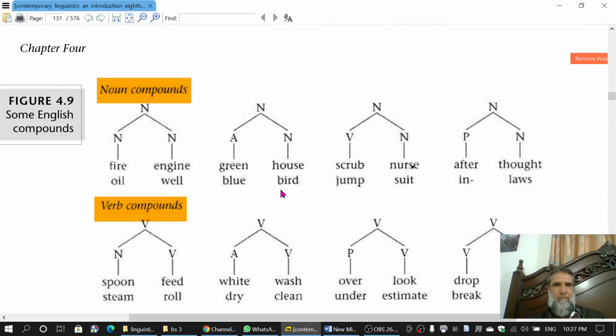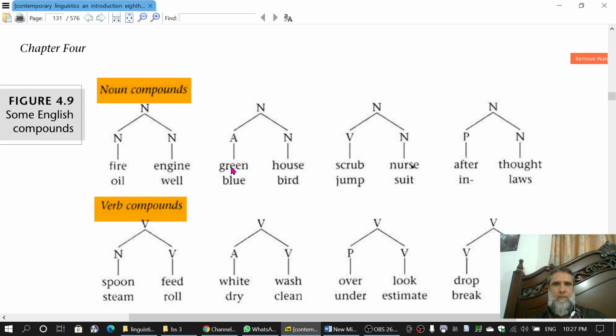If we take these examples, for example, we have fire and engine combined together, they make one word, fire engine, which is a noun. Fire itself is a noun. So, two nouns giving you another noun. Oil well, as it is called. This is a noun, this is another noun, and a compound is created, which is again a noun.